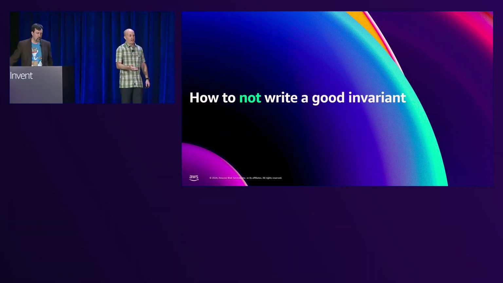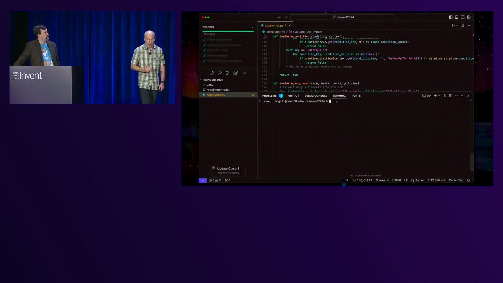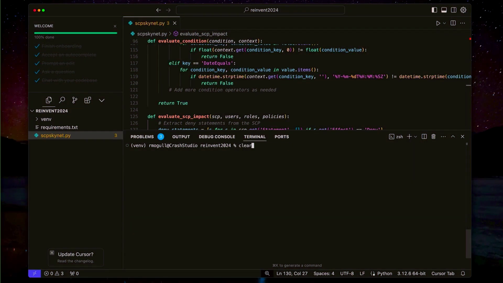But it is hard to write these correctly, and it's also hard to know the impact of your service control policies before you implement them, because you can't test everything. And there's a variety of guidance around making sure you can use Access Analyzer and some other things. So what's playing on the screen here is I went through and I actually used Bedrock.